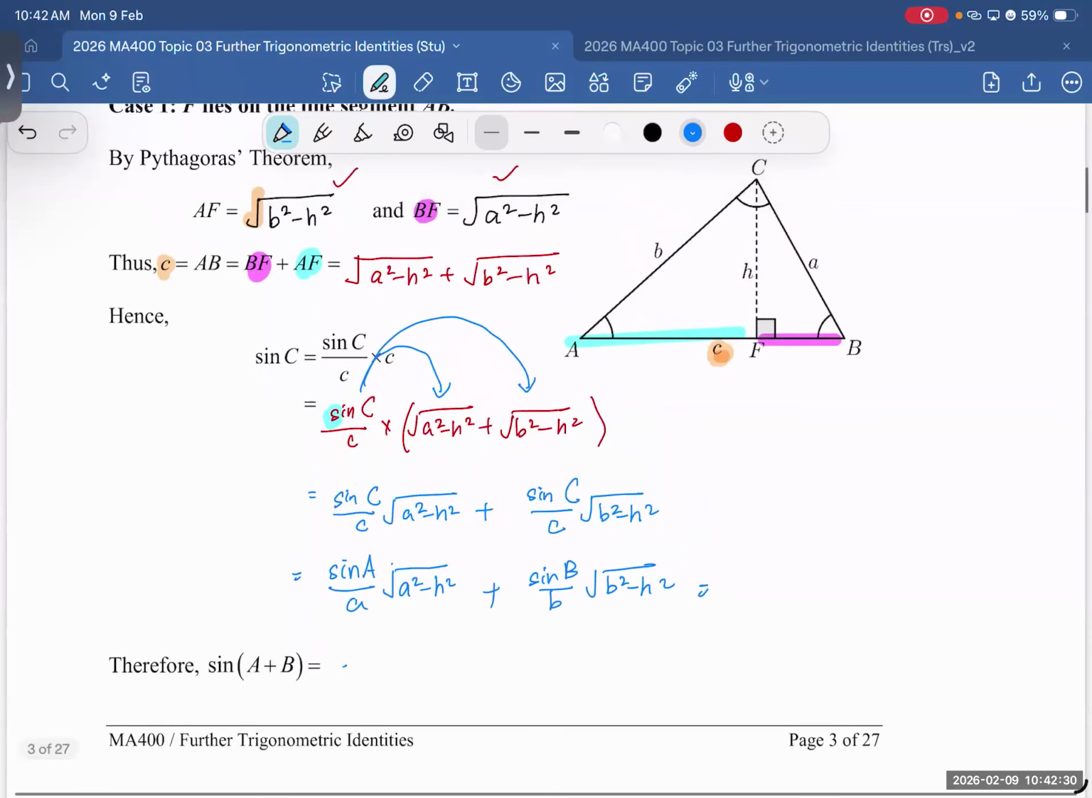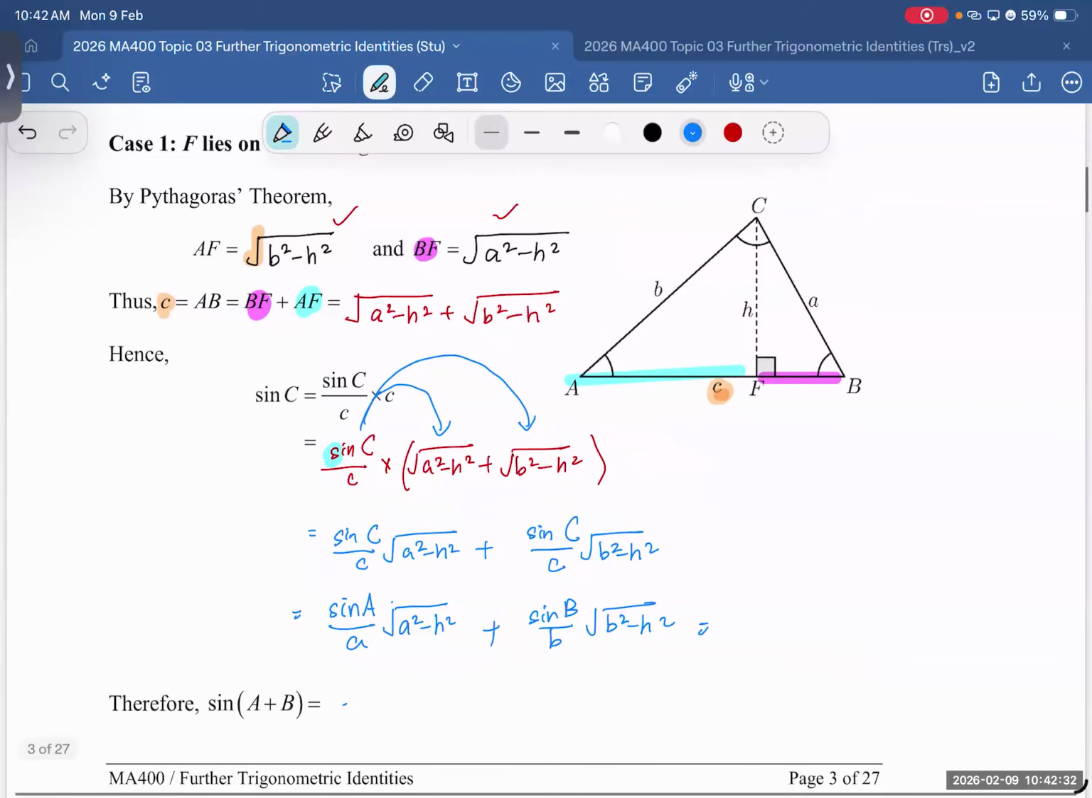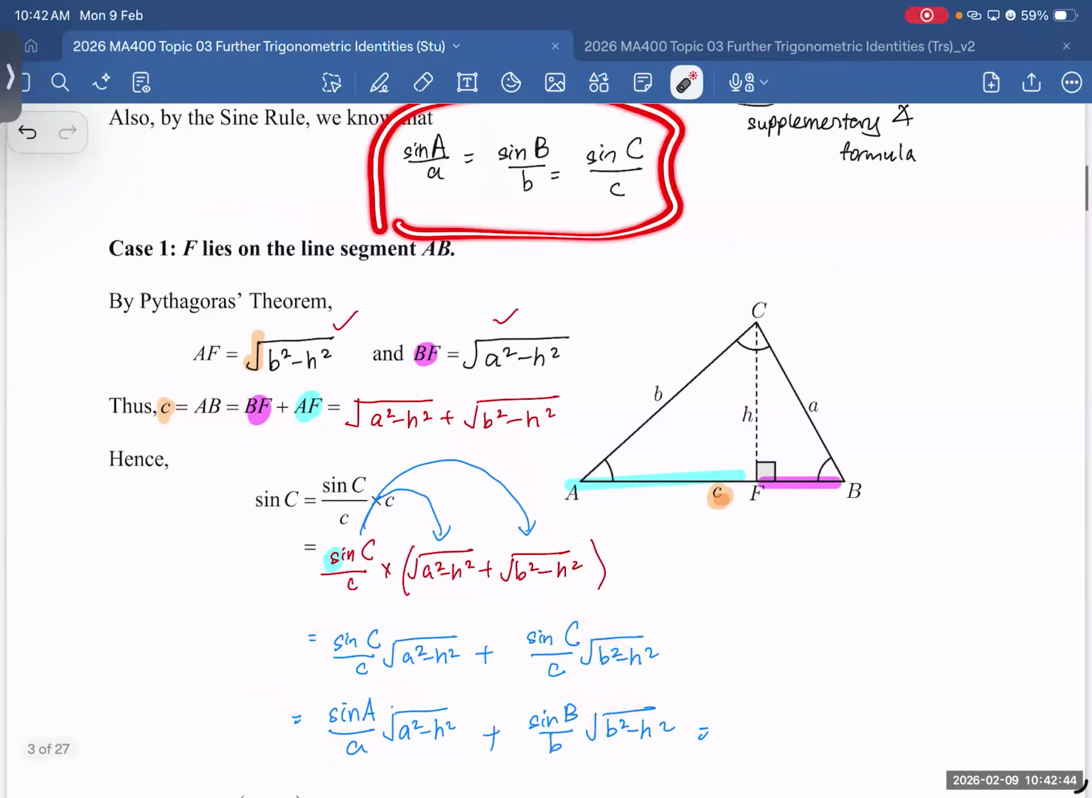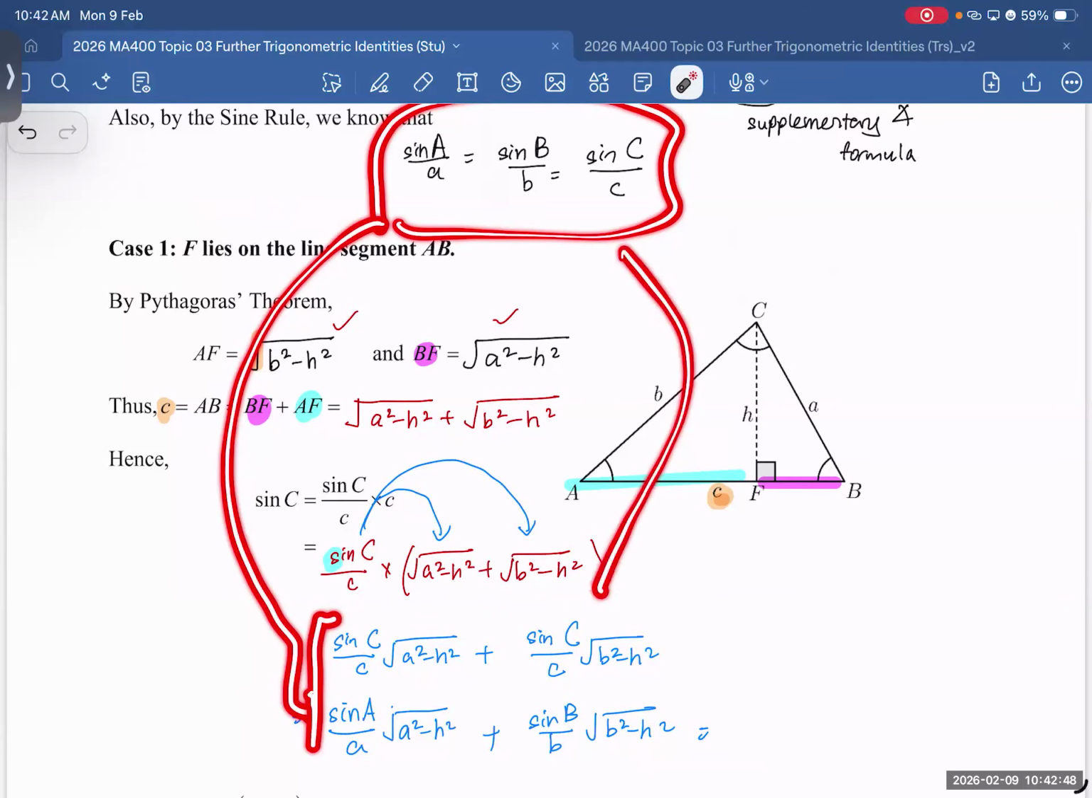Do I still have you? In case you didn't catch, I'm going to say here sine C over C is the same as sine A over A. Sine B over B is the same as sine C over C. All right, this is from earlier, the sine rule. Clear so far? The sine rule. Clear so far? So I'm going to do substitution. I'm going to exchange my expression.